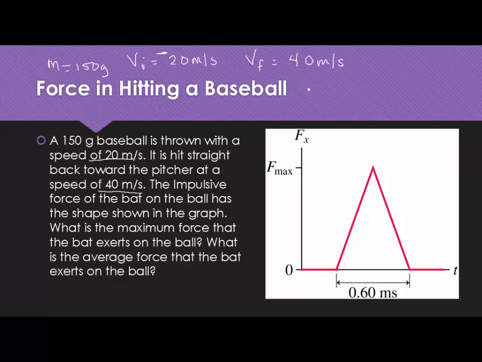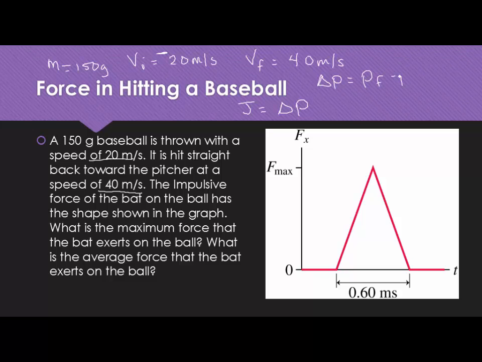All right. And then we've got this nice little graph, but we don't have a maximum force, so that's what they're asking us to find. I know that the area under this curve, or the area in this triangle, will be my impulse. But I also know that my impulse equals change in my momentum. So I have enough information here to calculate my change in momentum. Let's go ahead and do that.